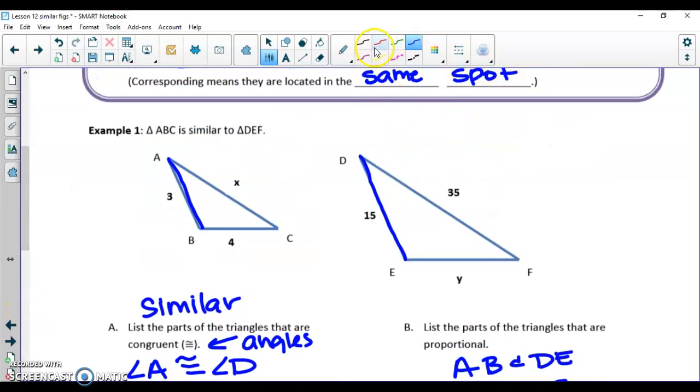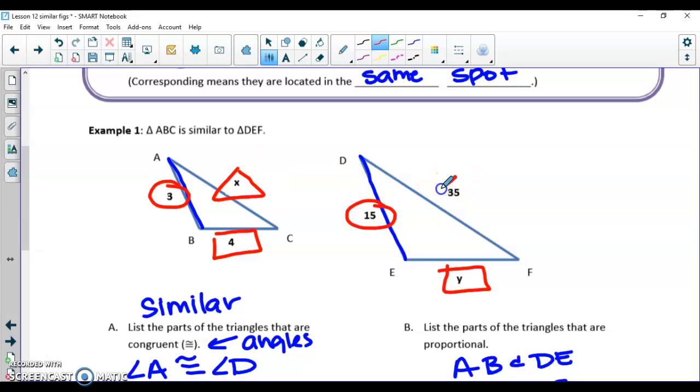Looking at my picture, I'm going to do a little bit of work here. I'm going to circle this 3. And we said that this side was going to be proportional to this side, so I'm also going to circle the side length there, which is 15. The 4 goes across the bottom, so I'm going to box that. And the y is in the same spot, so I'll box that one. And then finally, this x, I'm going to put a triangle around it, is in the same spot as the 35.